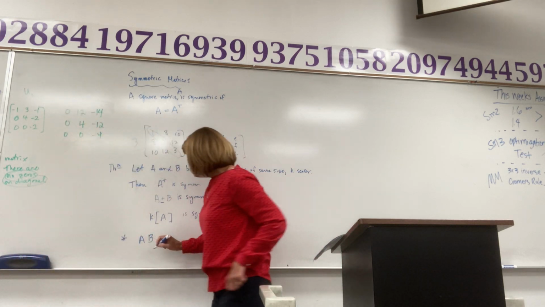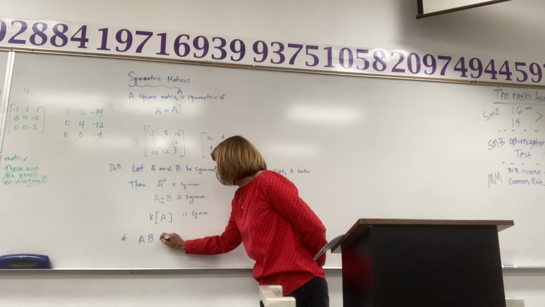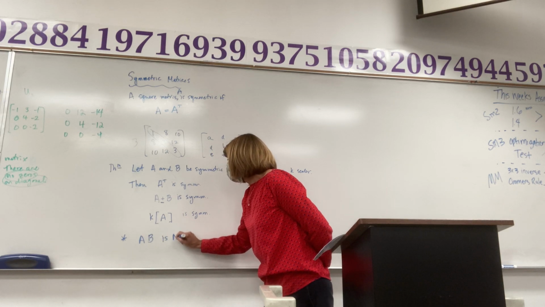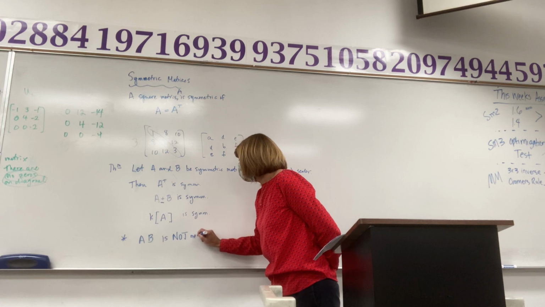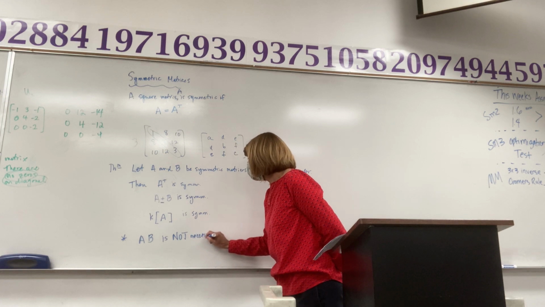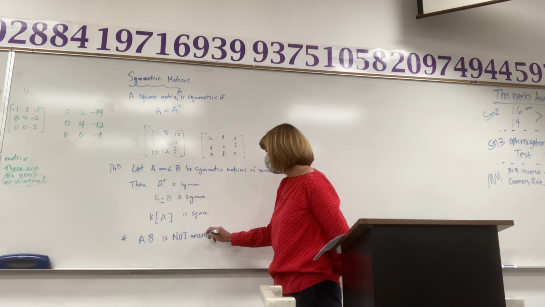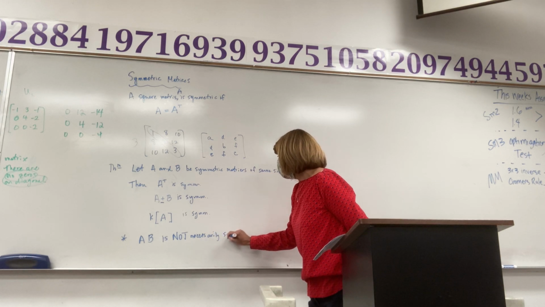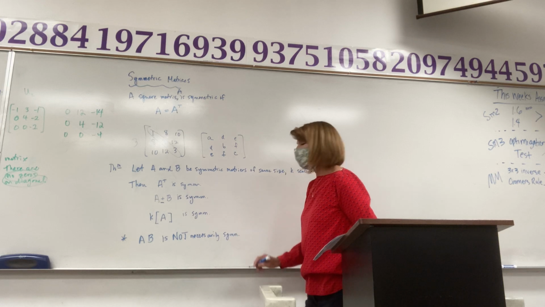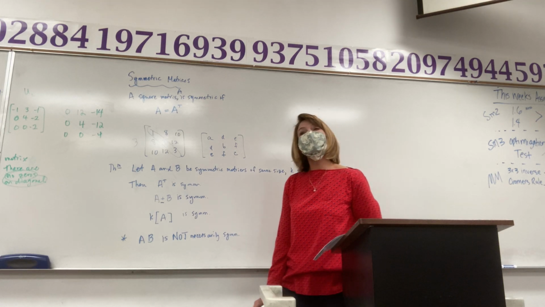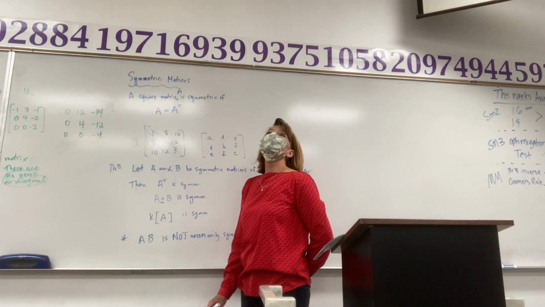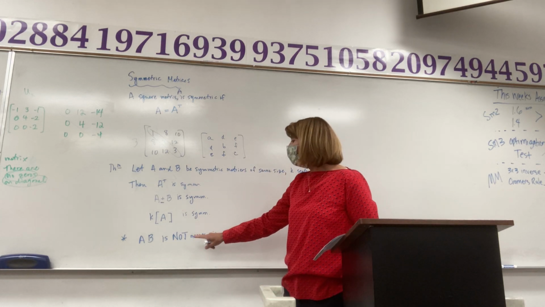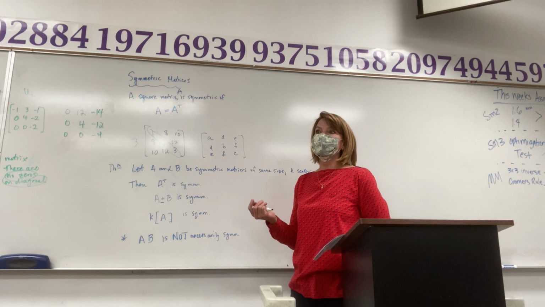But A and B, AB, the product, is not necessarily symmetric. I don't know how to spell necessarily. Okay, there is one case in which the product is symmetric, and that only happens if A and B commute.